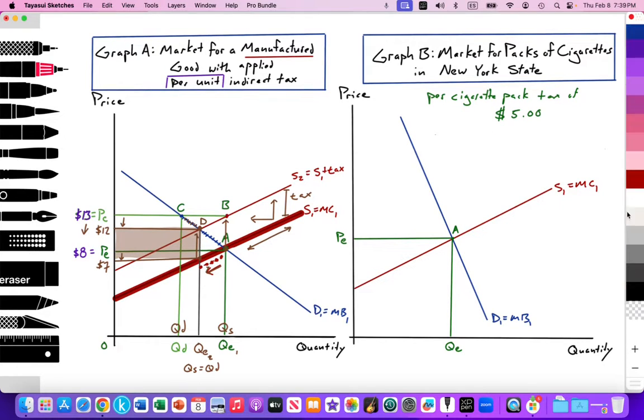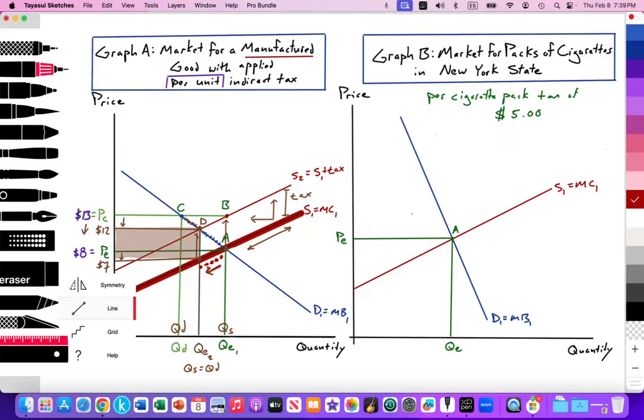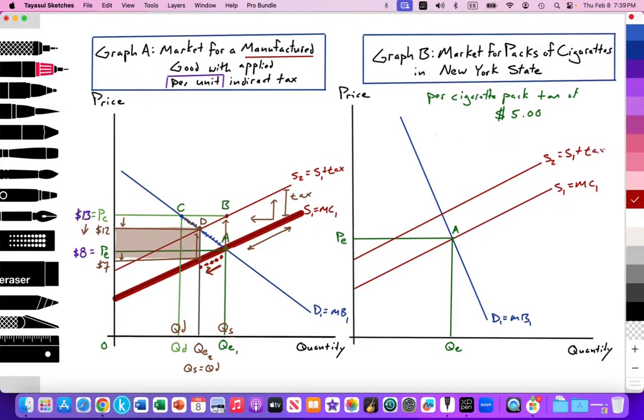So the supply curve is going to shift up by $5. We've produced all of these manufactured finished packs of cigarettes. So the supply curve will just shift up to S2, which is equal to S1 plus the $5 tax. That's a parallel shift upward. So the distance between S2 and S1 is always going to be $5. Then we look where S2 equals D1, which is right here at point B.